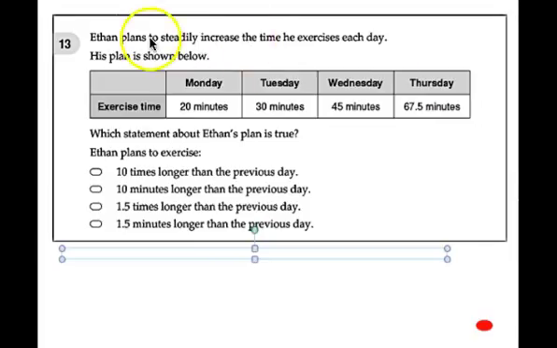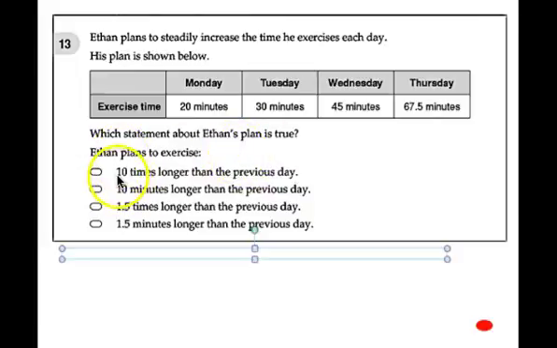Question 13. Ethan plans to steadily increase the time he exercises each day, and his plan is shown below. He exercises 20 minutes on Monday, 30 minutes on Tuesday, 45 minutes on Wednesday, and 67.5 minutes on Thursday. And which statement is true about his plan?